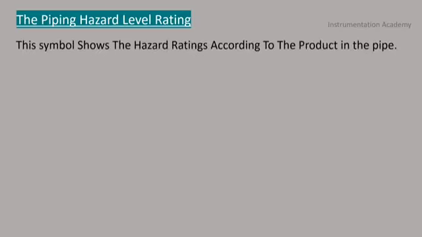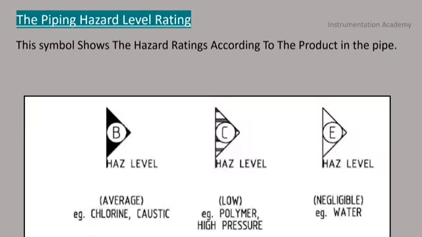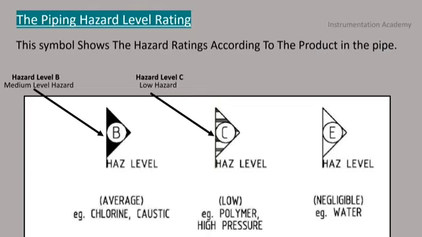The piping hazard level rating. This symbol shows the hazard ratings according to the product in the pipe. This figure shows the main hazard level ratings. Hazard level B indicates the pipe which carries medium level hazard product. Hazard level C indicates the pipe which carries low level hazard product. And hazard level E indicates the pipe which carries negligible hazard level product.